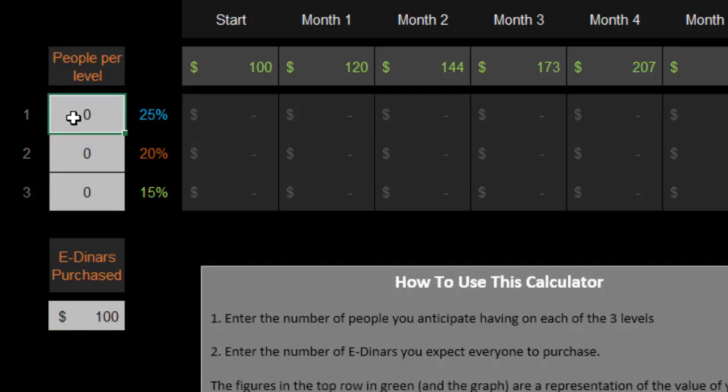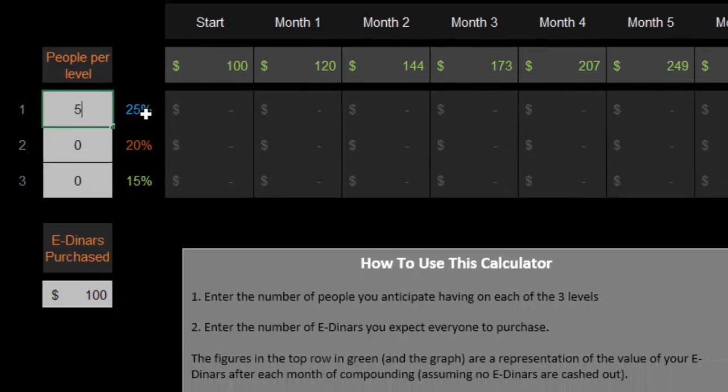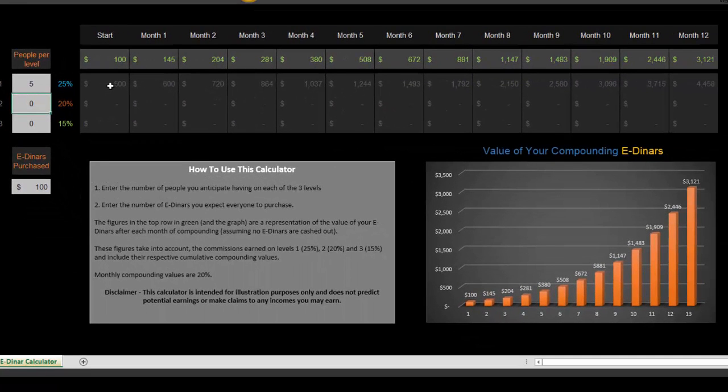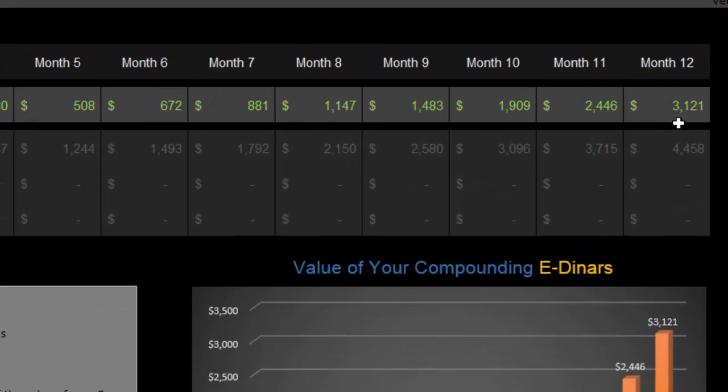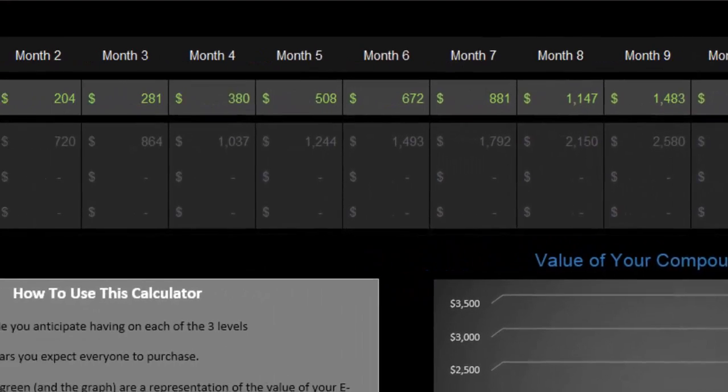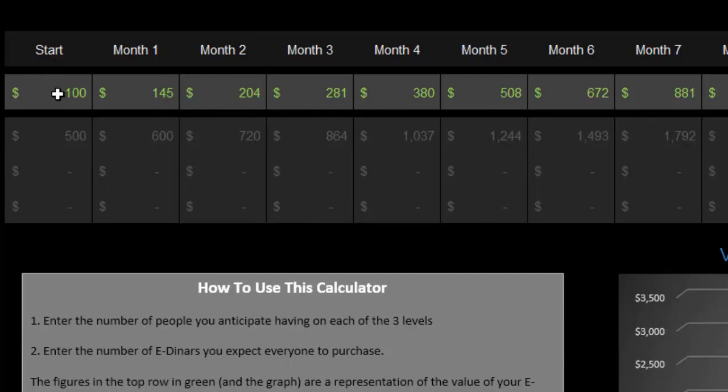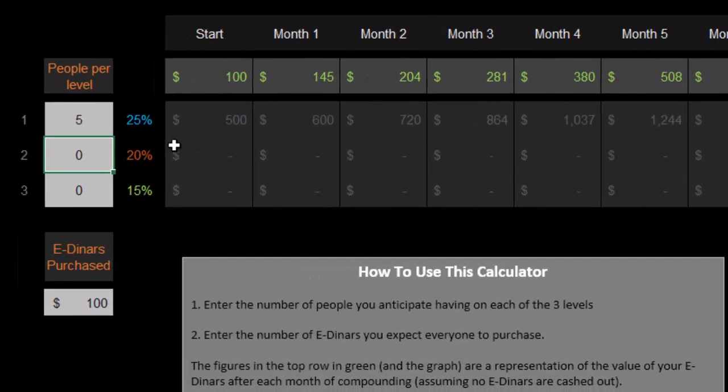So if you were to introduce 5 people, you get 25% on their bonuses. So you're getting 25% on these figures here, and those are added to your bonuses, which are then also compounded. So now look, at the end of 12 months, you're looking at 3,000. And your 100 dinars becomes 380. So within month 2, you can get back out what you've put in. And after that, obviously, it's free money, whatever you've made.